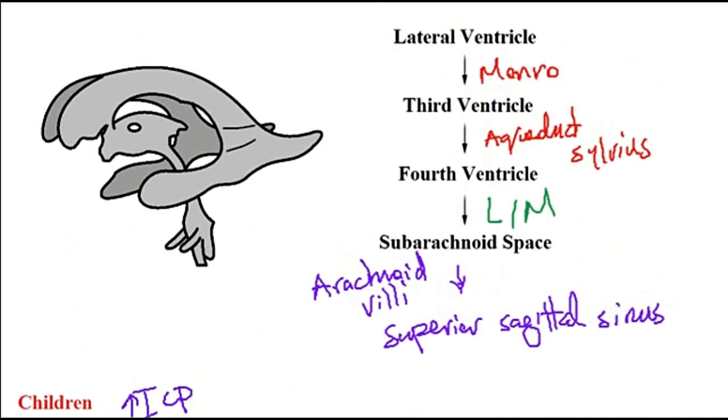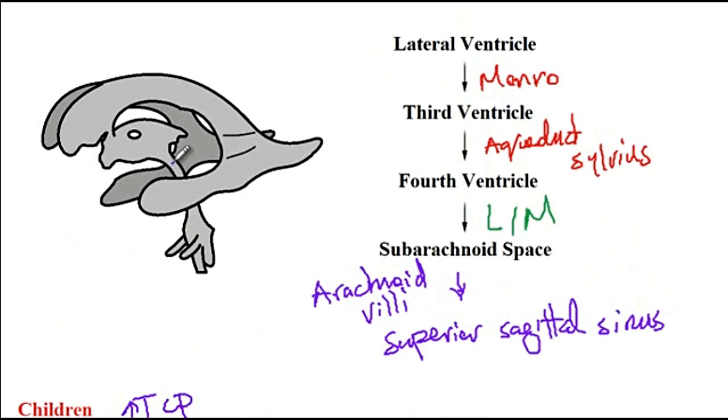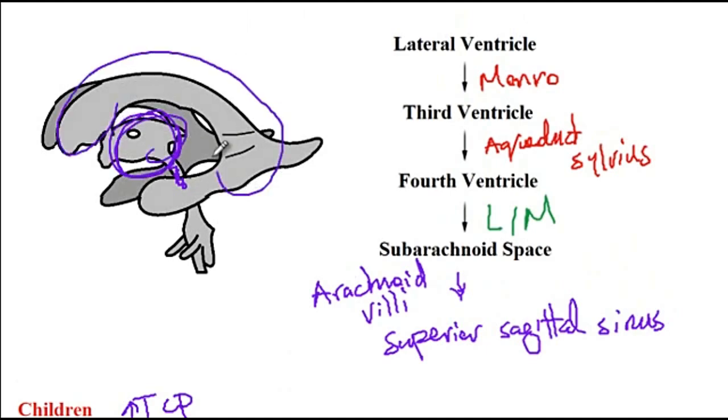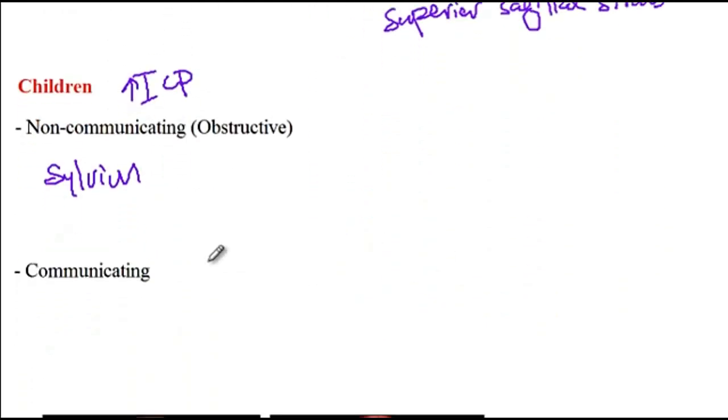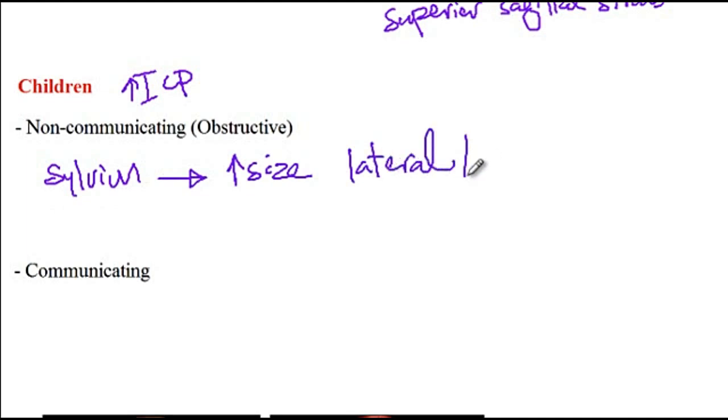And so now you can imagine that if the fourth ventricle is being obstructed, the findings that you see are dilation of the third ventricle as well as the dilation of the lateral ventricles. So let's go back here to non-communicating hydrocephalus. So usually it's the cerebral aqueduct of the sylvius that is being obstructed, as a consequence of which it will cause increased size of the lateral as well as the third ventricles.